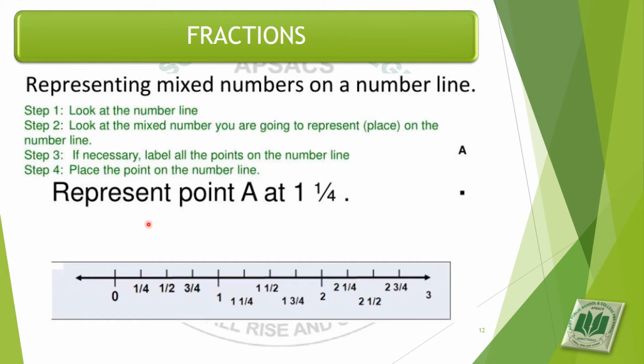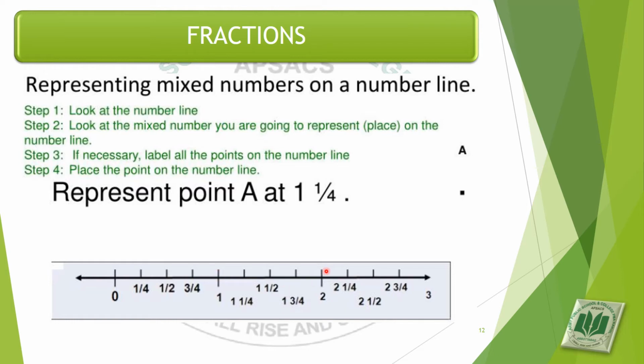So first of all we will draw the number line like this, that is we will start from 0 and this is 1, this is 2, this is 3. We have divided each whole part into 4 equal parts. The first is 1 by 4, this is 2 by 4, this is 3 by 4, this is 4 by 4. Again, this is the whole part.